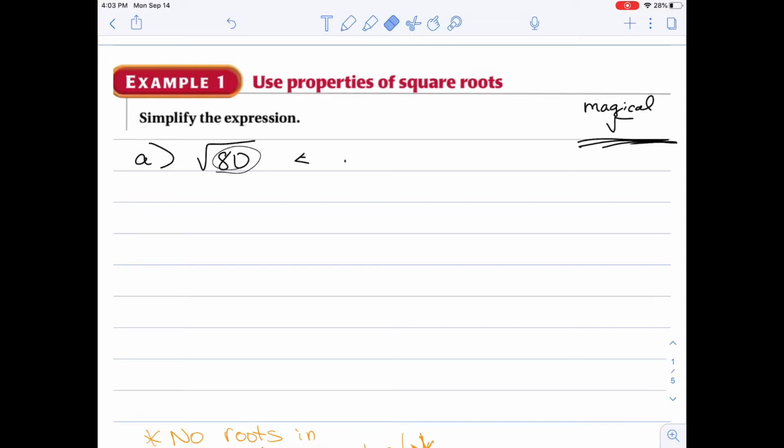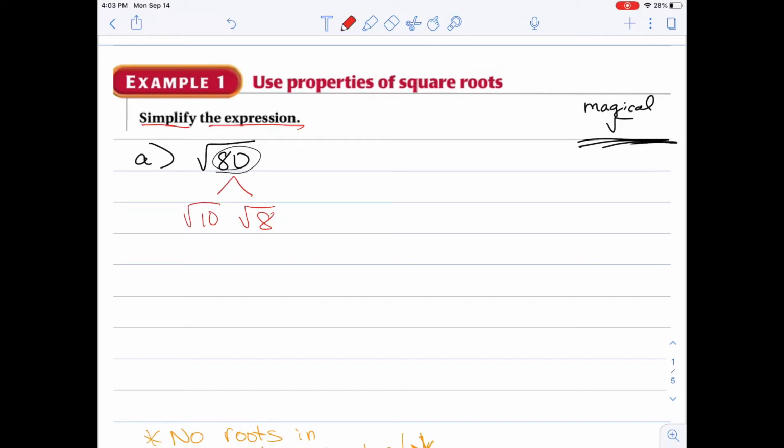So actually, we're just going to jump into this. We're going to find the properties of square roots, and we're going to simplify the expression. So we're going to simplify the root of 80. Now, we're going to use the product property, and we know 80 can really be written as a product of two roots.